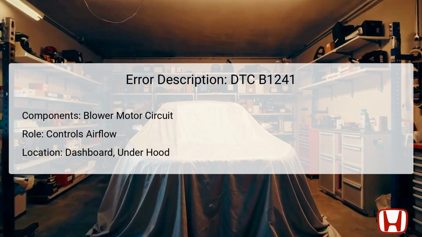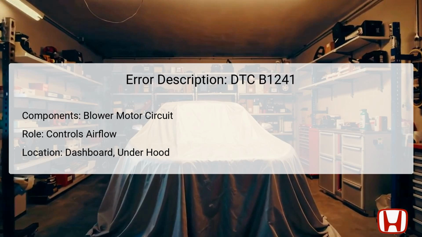DTC B1241 relates specifically to the blower motor circuit that is integral for proper climate control within the Honda Accord. The blower motor, located in the dashboard area, is responsible for pushing air through the vehicle's heating and air conditioning system, ensuring passenger comfort. The blower motor relay, generally found near the engine bay, directs power to the blower motor, while the power transistor facilitates smooth voltage regulation.